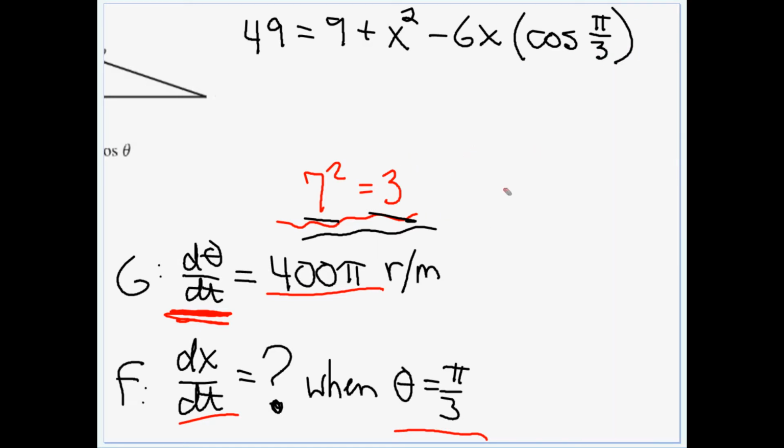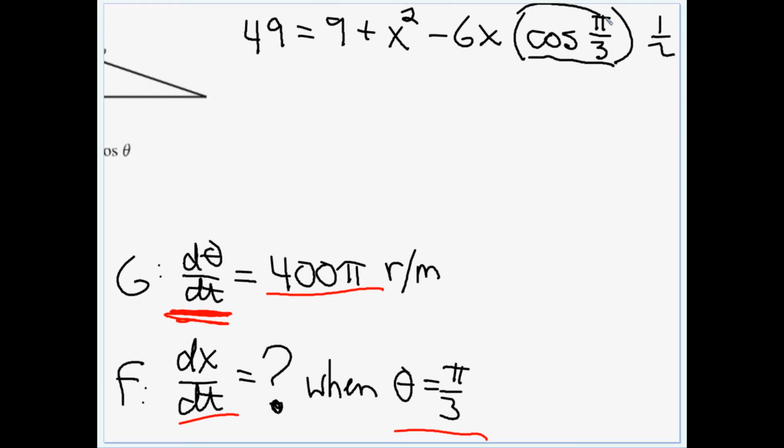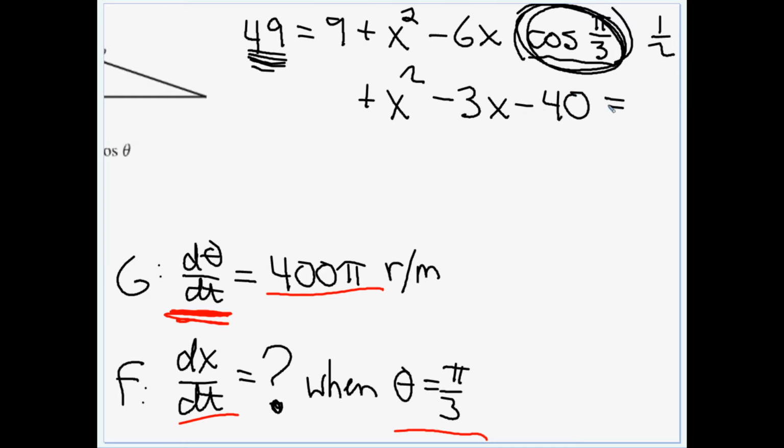And I can get rid of this. Oops. Now this cos at 1/3 pi, remember on the good old unit circle, that's equal to 1/2. So this is going to turn into a 1/2 and hit this minus 6x and cut it in half to a minus 3x. And let's also at the same time subtract 49 from each side. So 9 minus 49 is negative 40. Now our equation is equal to 0. x squared minus 3x minus 40 equals 0.